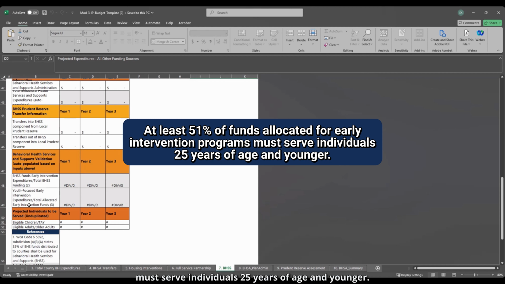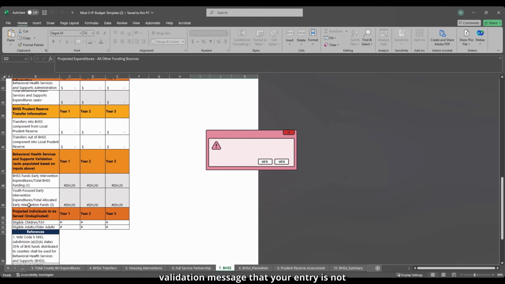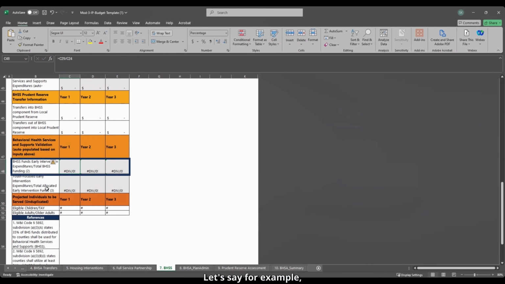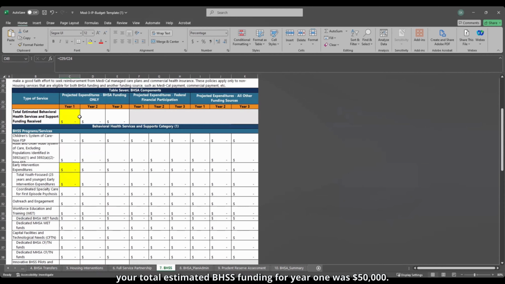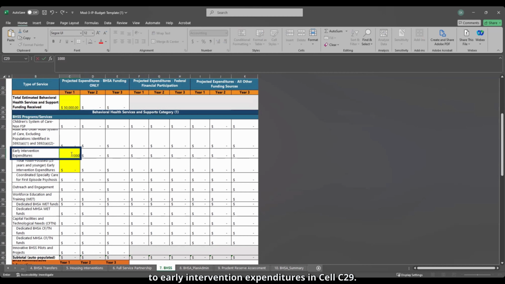If a county enters values that do not meet those requirements, the workbook will prompt your entry with a validation message that your entry is not within the required allocated amounts. Let's take a look at a simple example of validation for column C, cell C48. Let's say, for example, your total estimated BHSS funding for year 1 was $50,000. Now let's say that you are only allocating $10,000 of that to early intervention expenditures in cell C29. This is not in line with the required 51% that should be allocated for early intervention. Entering this amount should prompt us with an error message.